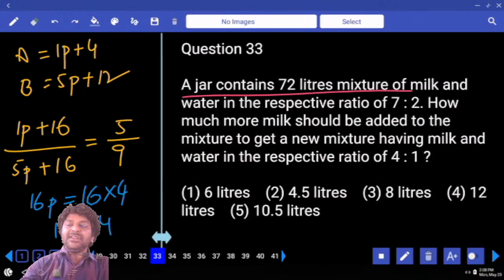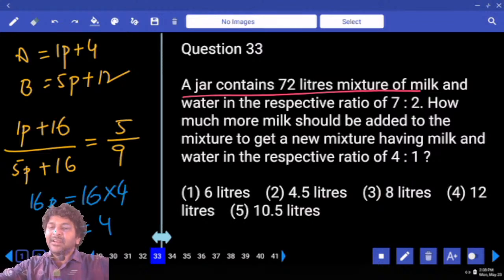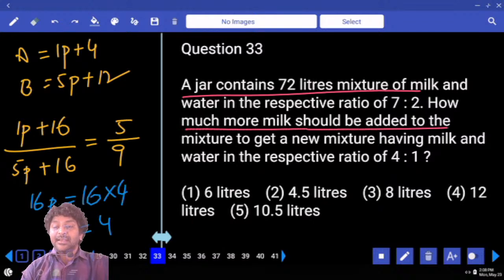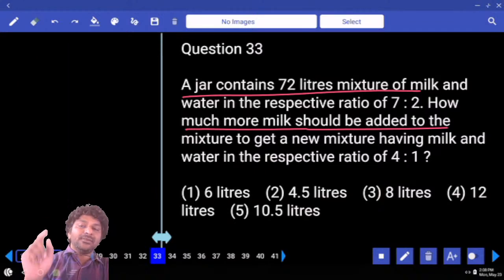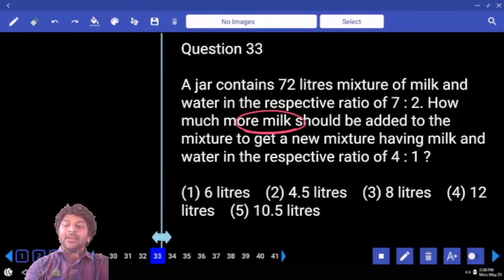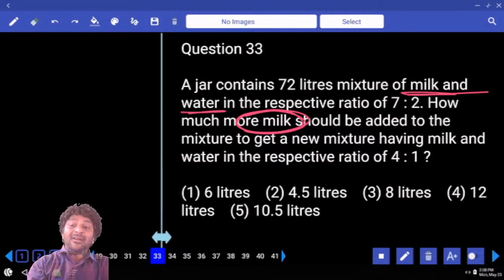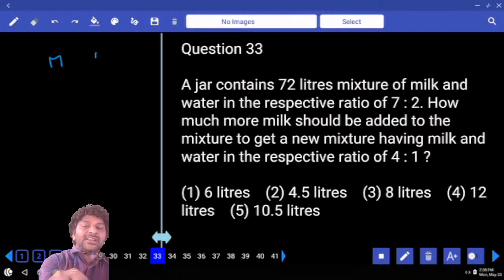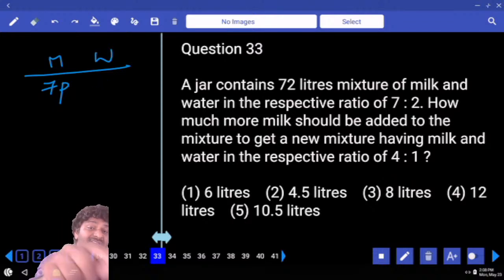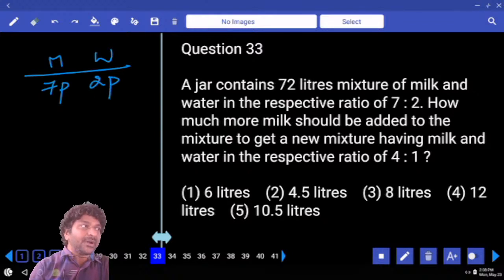A jar contains 72 liters of mixture of milk and water in the respective ratio 7:2. How much more milk should be added to the mixture to get a new mixture having milk and water in the ratio 4:1? You are adding milk to the quantity of milk and water. So are you changing the water component? In the initial container, milk and water are in the ratio 7:2, so 7 parts and 2 parts, correct?